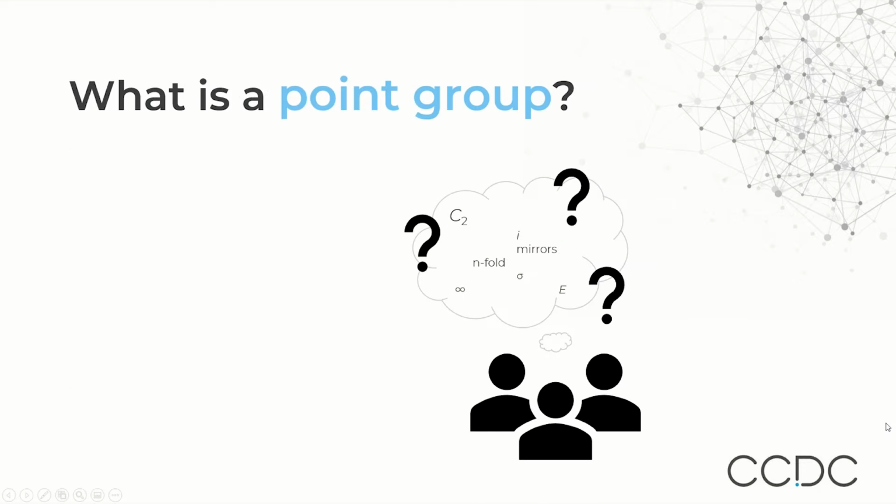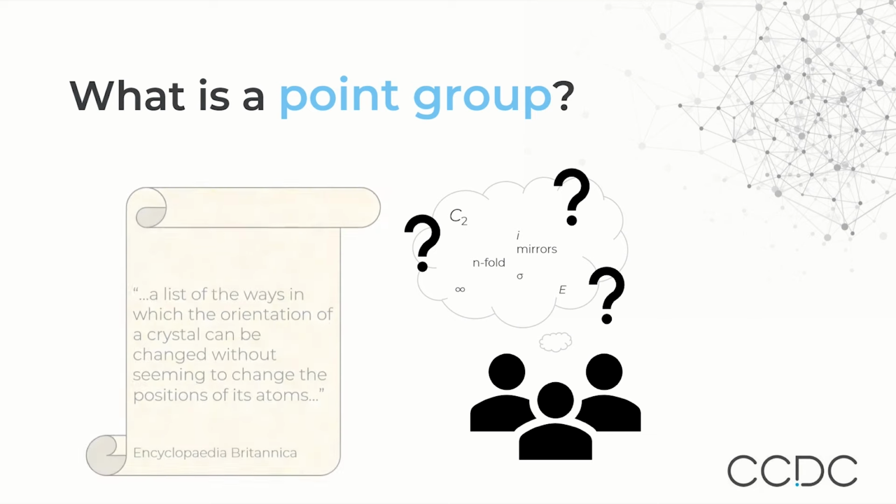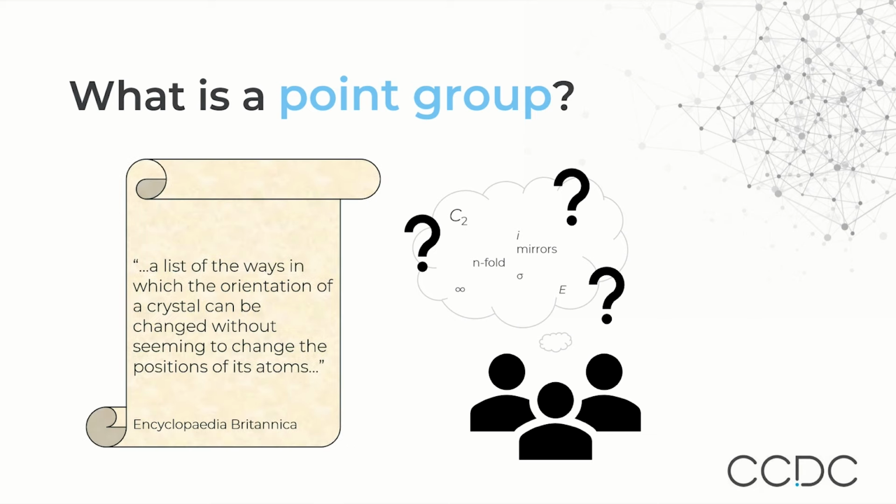First of all, what is a point group? In the field of crystallography, a point group is a list of all the ways in which the orientation of a crystal can be changed without seeming to change the positions of its atoms. In other words, what symmetry operations can be applied to a crystal and leave it unchanged.